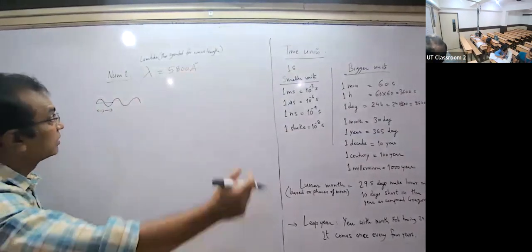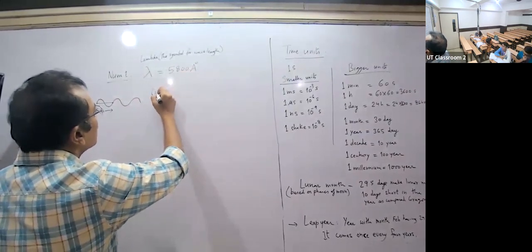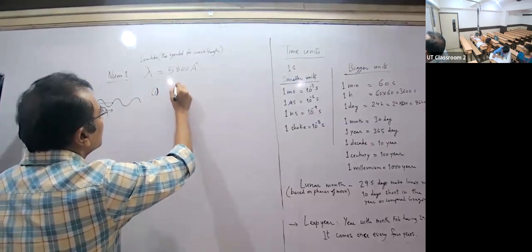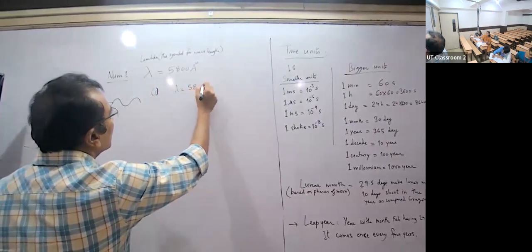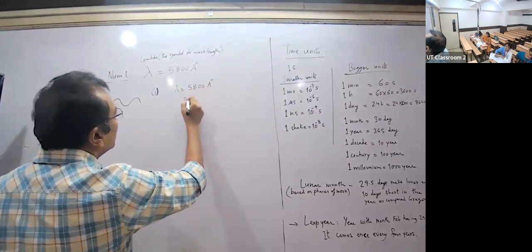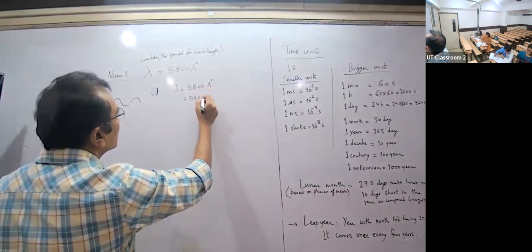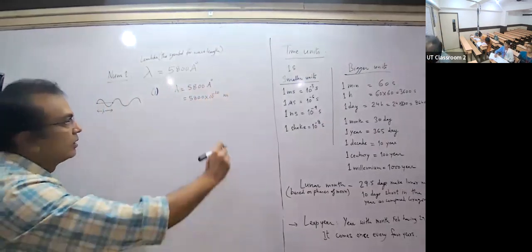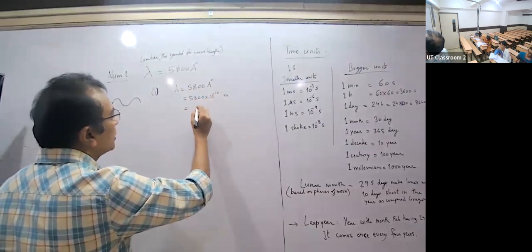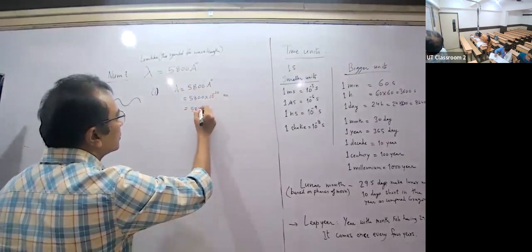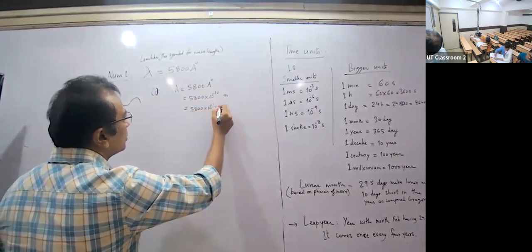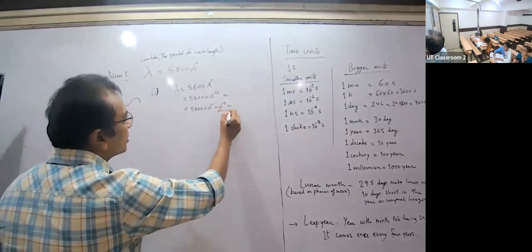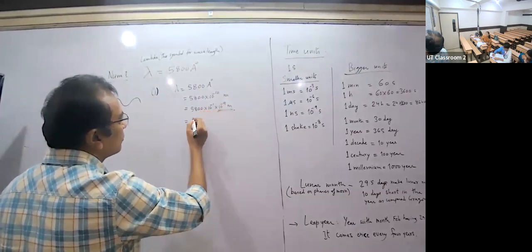Express it in nanometer and meter. First, express it in meter. Since lambda is equal to 5800 angstrom, this is 5800 into 10 raised to minus 10 meter. Nanometer is 10 raised to minus 9. So this is 5800 into 10 raised to minus 1 into 10 raised to minus 9 meter. This is nothing but nanometer.